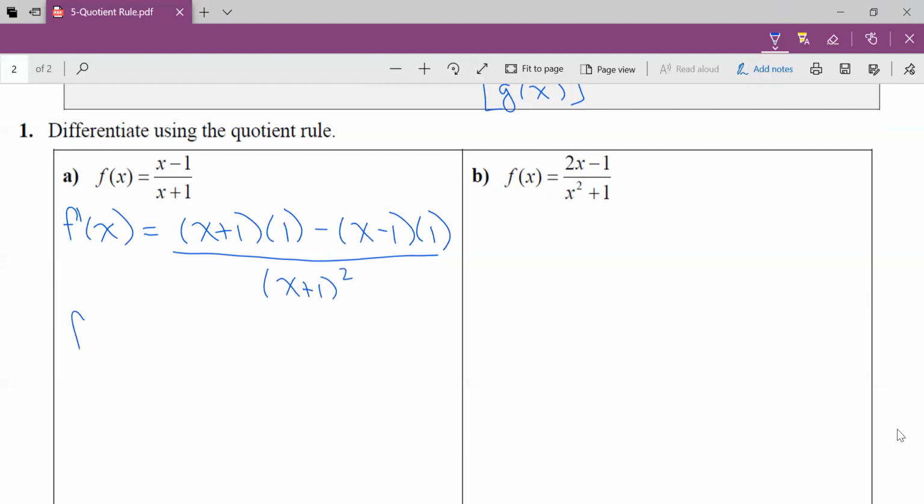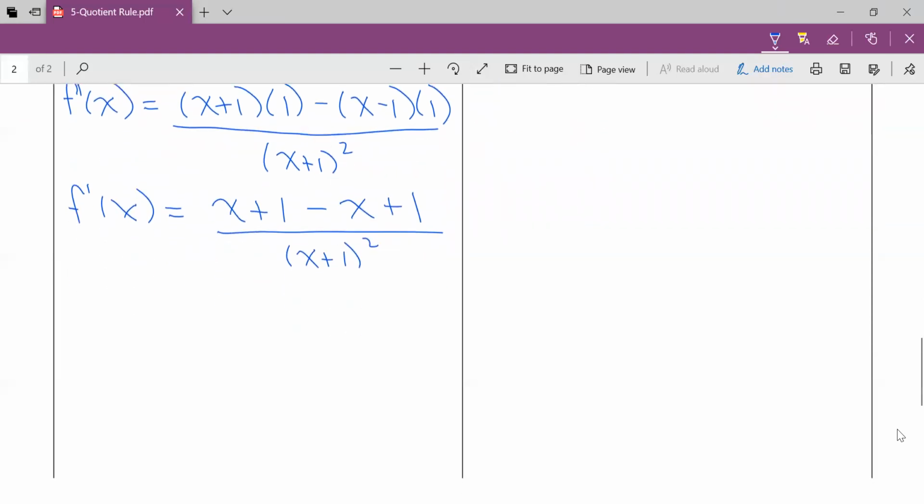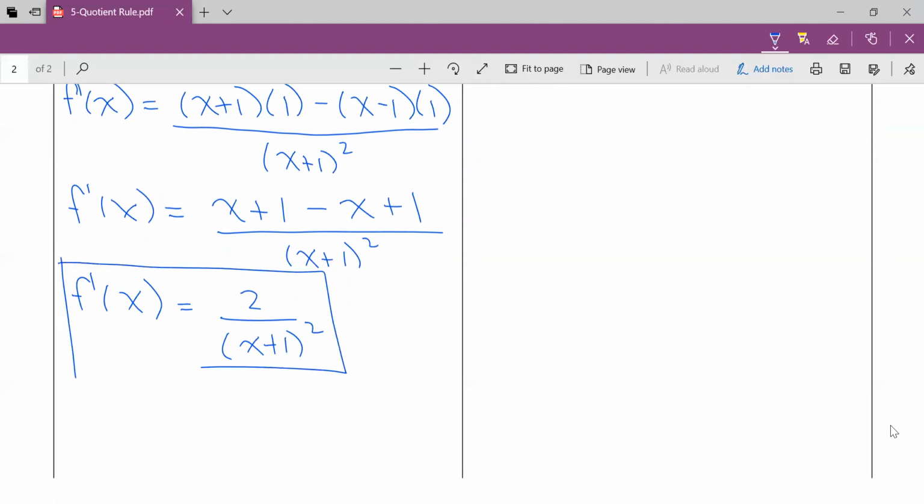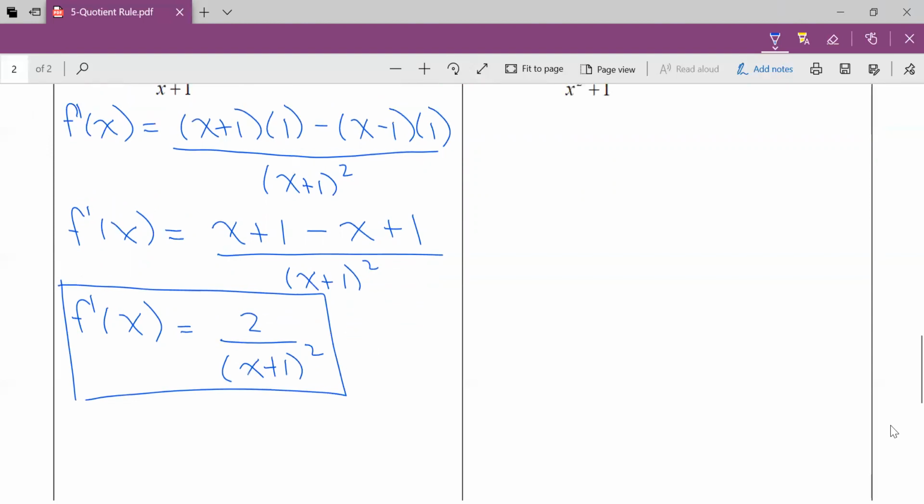Now let's simplify. In the numerator, I'm going to get x plus 1 minus x plus 1, right? Distribute that negative through, and I'm going to leave the denominator factored. We're big fans of leaving things factored. That's going to help us when we're in curve sketching. And I see my x's add to 0, and there it is. There's the derivative of two functions that were divided. Like I said, this one wasn't too bad, right?